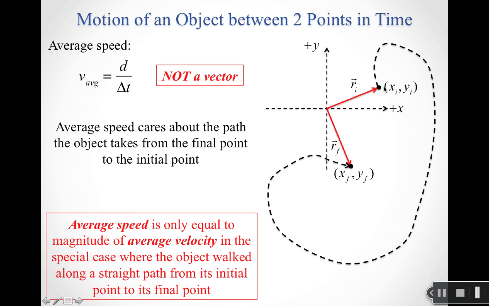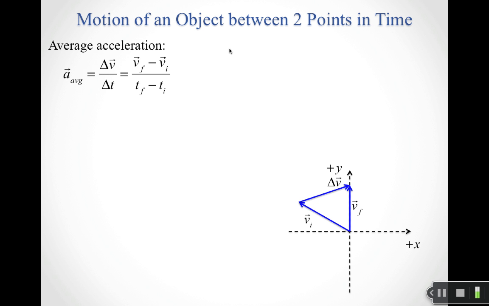So clearly, if it took the same time to go all the way around here and travel this much longer path than it did to just go straight from my initial point to my final point, that's going to require a much larger average speed, even though the average velocity for both those situations would be exactly the same. So average speed is a lot like average velocity. They can give us the same value in certain circumstances, but they're not the same thing.